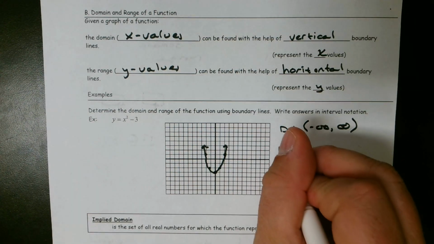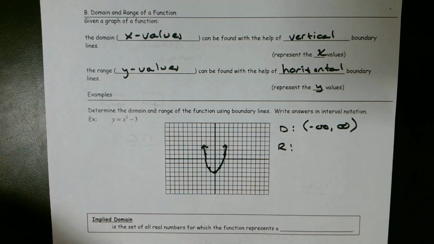Now for range we use our horizontal boundary lines.